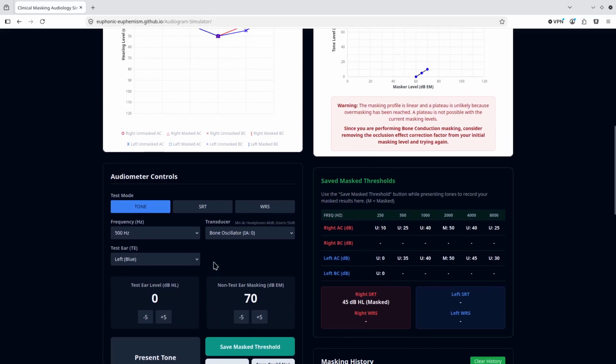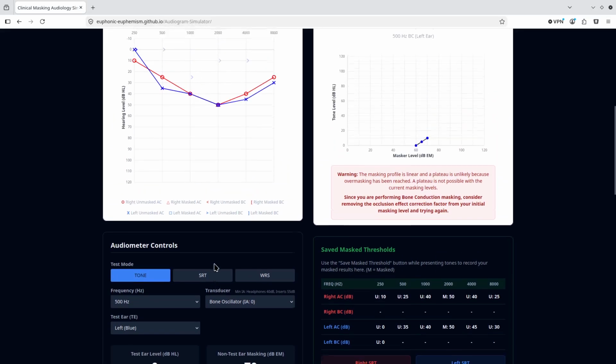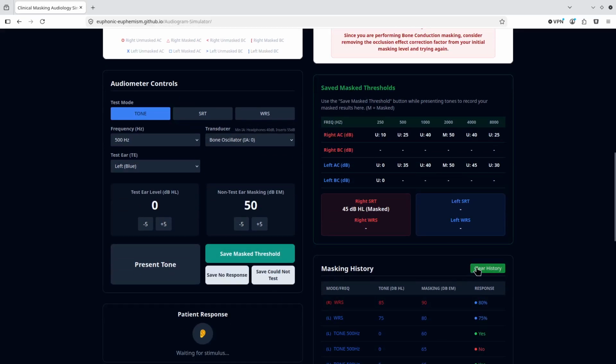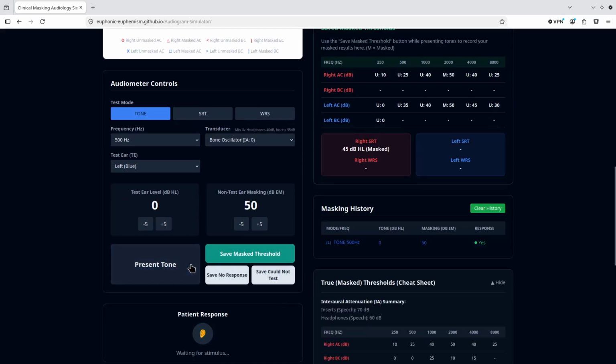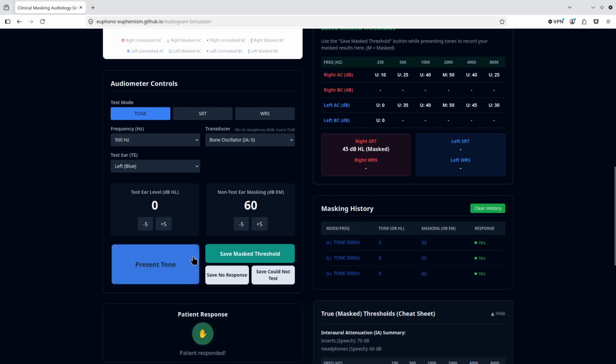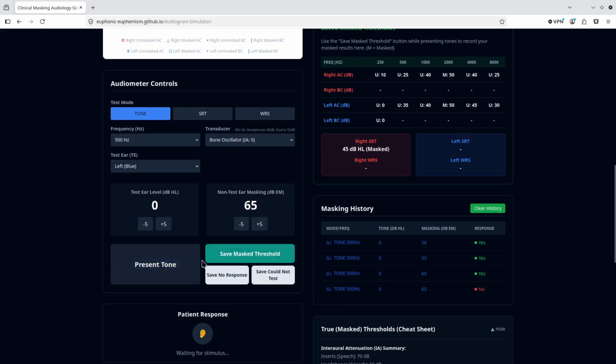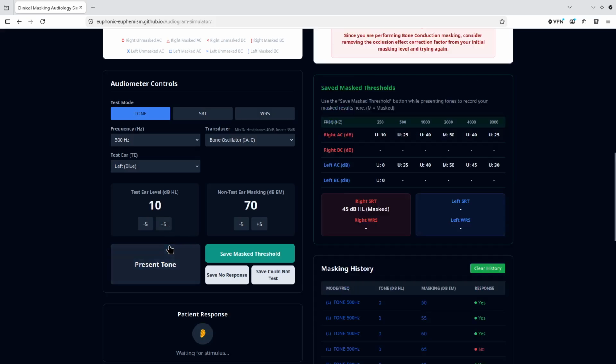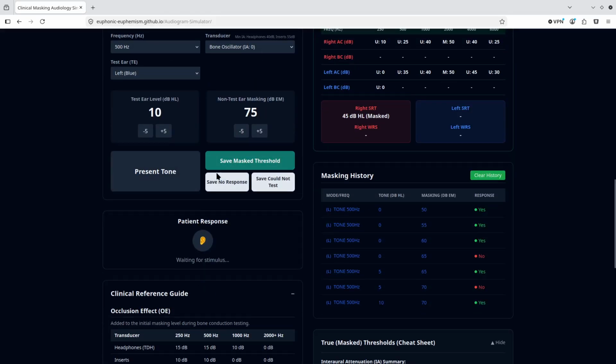So we're going to start over here without the occlusion effect at 500 hertz, 45 dB plus 5 for a safety factor of 50. We're going to clear our history here, present our tone, yes, present our tone, yes, present our tone, yes, present our tone, no. Oh, we didn't get a plateau. Let's bring it up there, yes, no, yes, no. Okay, yeah, safe could not test.